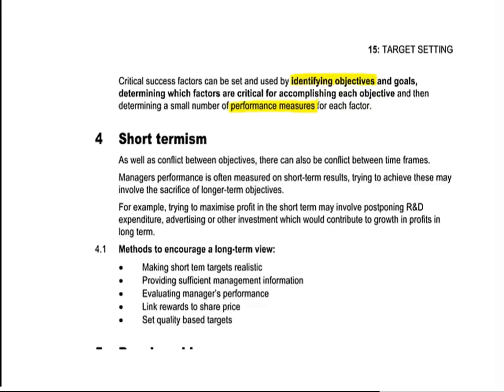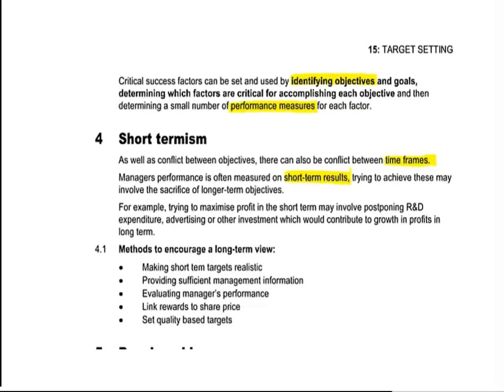As well as existing conflict between the objectives, so for example, increasing sales may actually reduce profits if bad debts rise, there can also be conflict between different time frames when we're setting objectives. Managers then are very often appraised on the short-term results, so profits for the period, profits for the year. The problem with that is it can lead to a sacrifice on the longer-term objectives.